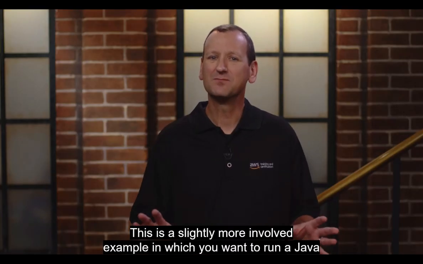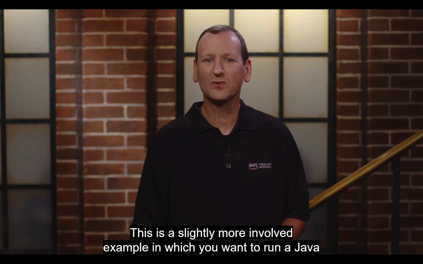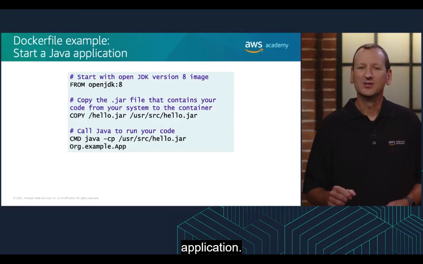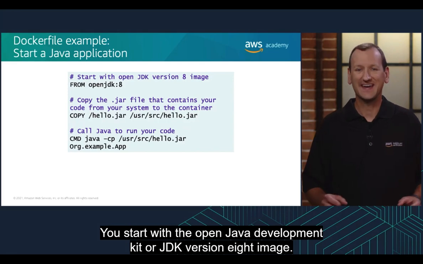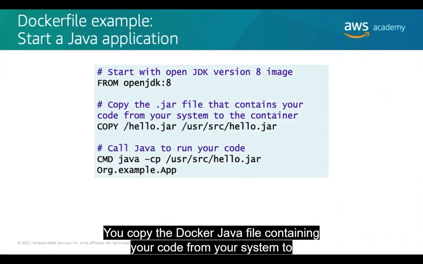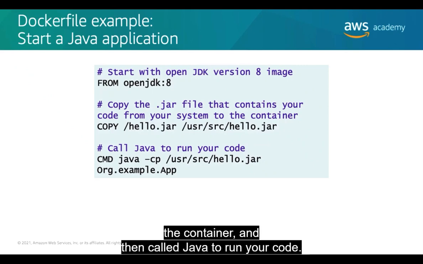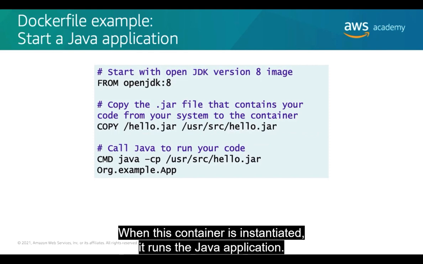This is a slightly more involved example in which you want to run a Java application. You start with the Open Java Development Kit, or JDK, version 8 image. You copy the .jar file containing your code from your system to the container, and then call Java to run your code. When this container is instantiated, it runs the Java application.